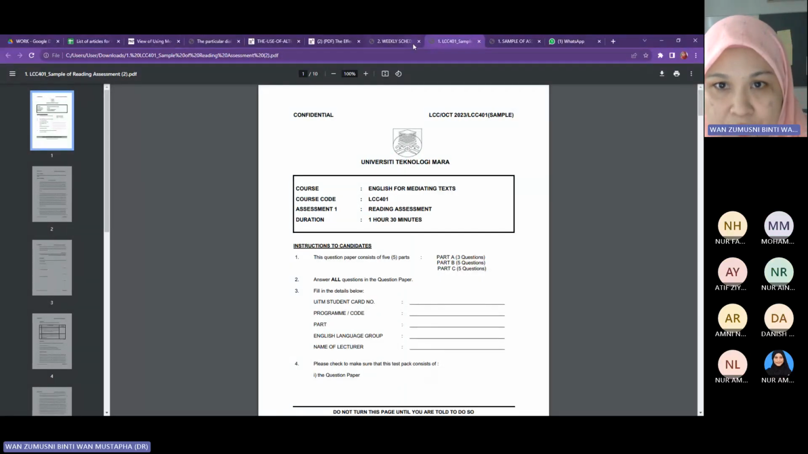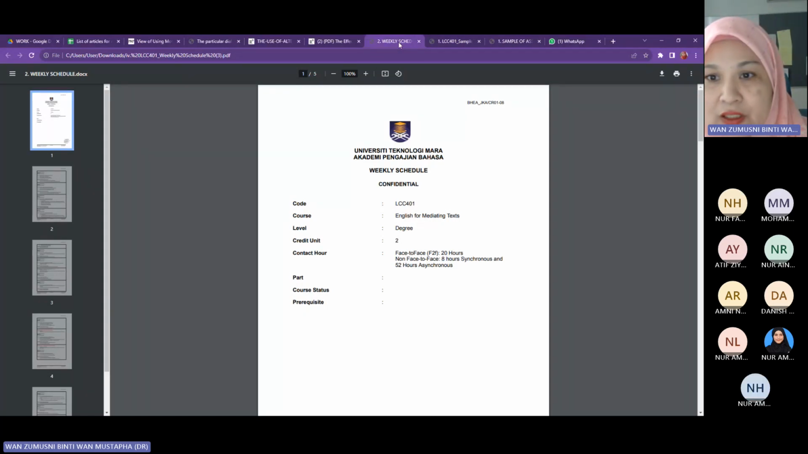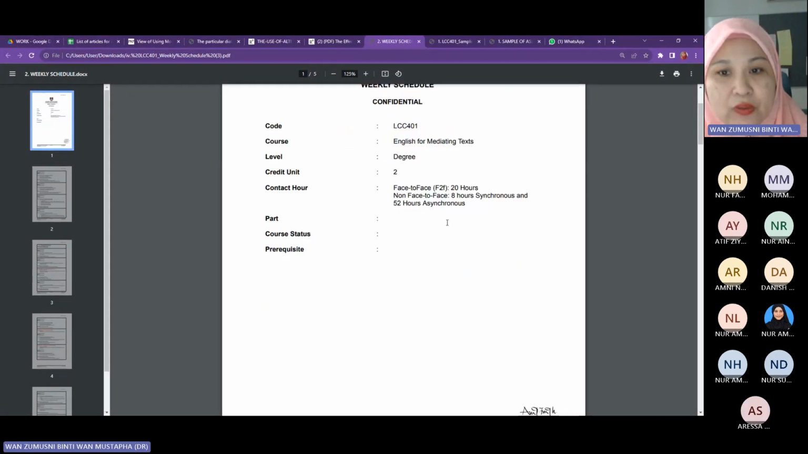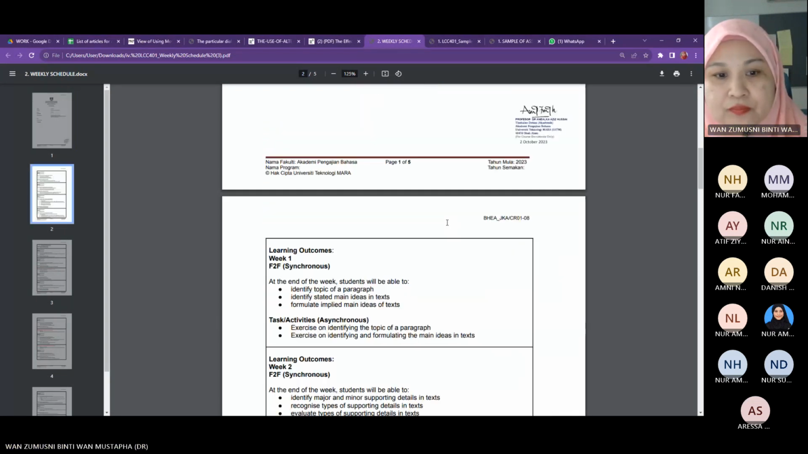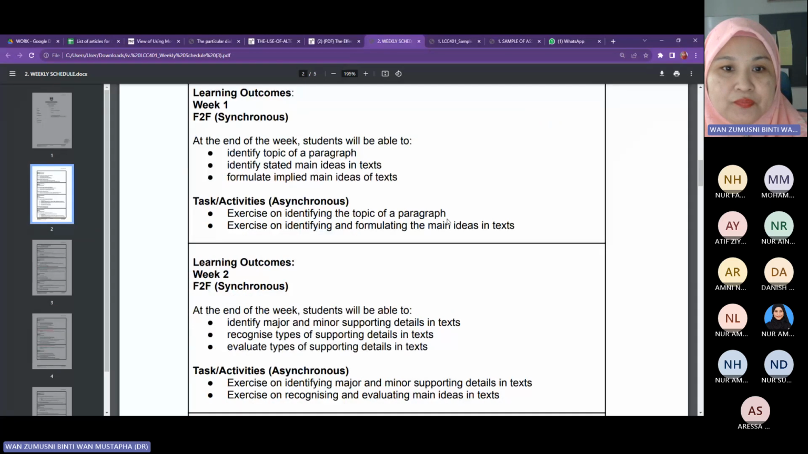What we're going to do today? Today is already week 6. Okay, today is Thursday, week 6, and I'm going to go through the weekly schedule, what we have done so far. So these are the learning outcomes. If you refer to the weekly schedule, okay, week 1, this is what we have done so far.